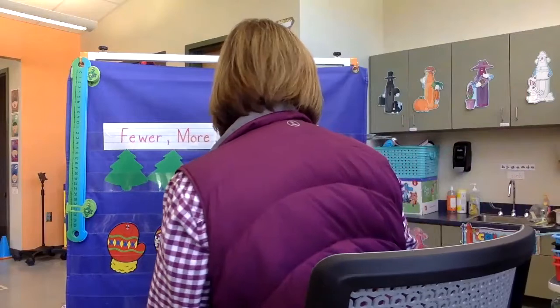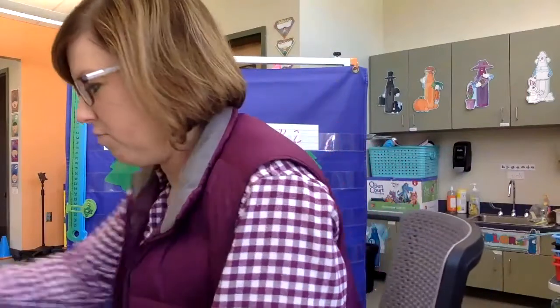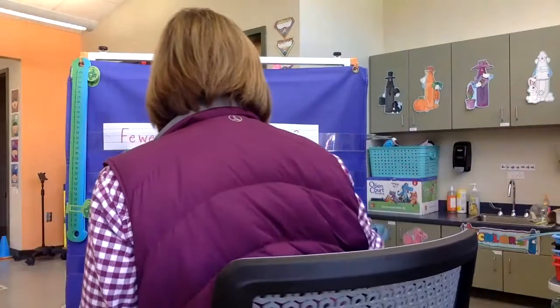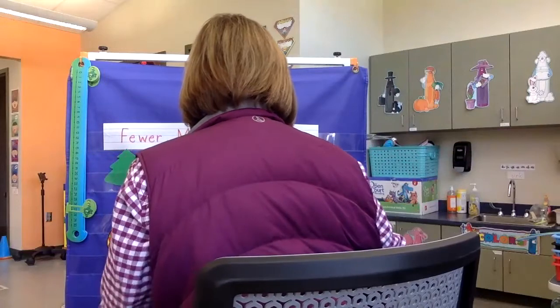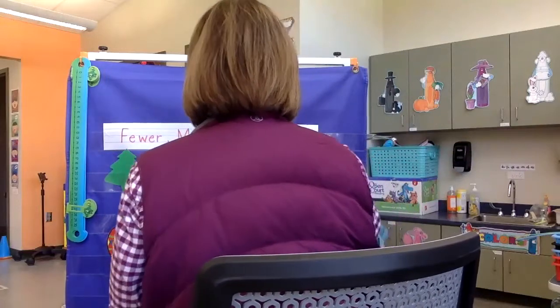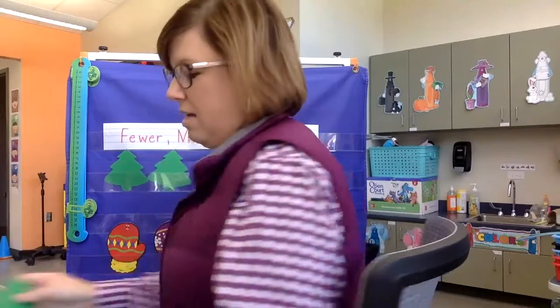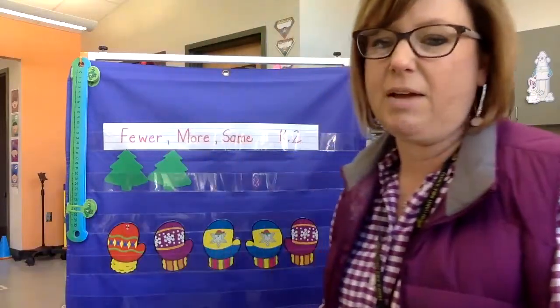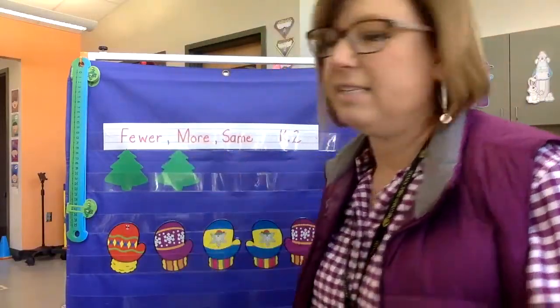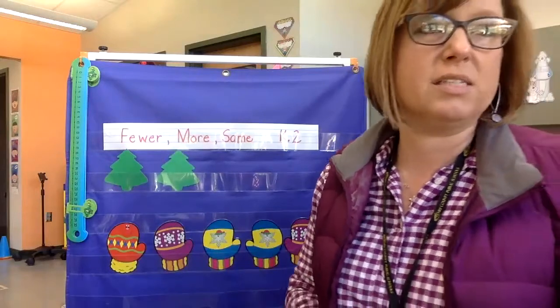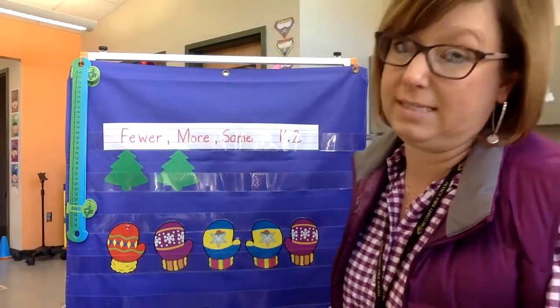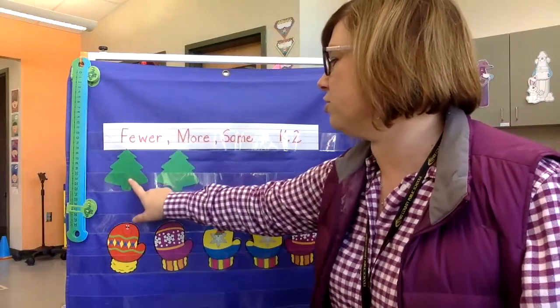All right, so now I'm going to mix this up a little bit. I'm going to take my numbers, and I'm going to grab some things real fast. And I know you can just see the back of my head, but that's okay. All right, so here we go again. And remember, when we're counting, it's important for us to touch and count, so we don't miss anything, okay? So let's count our trees.